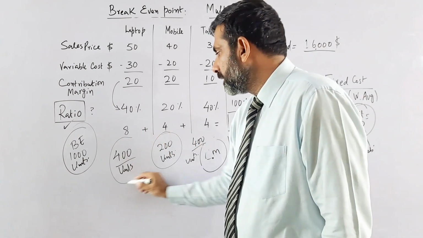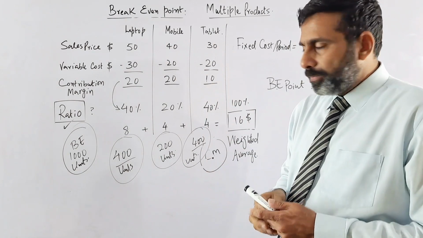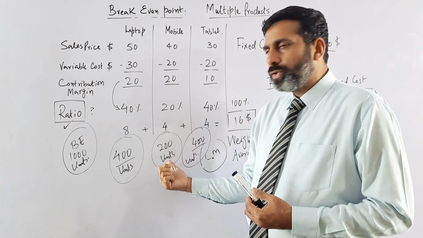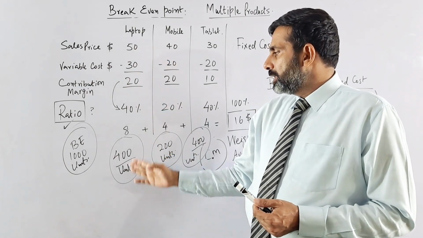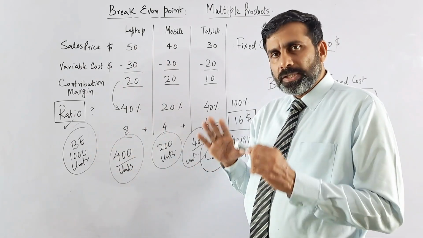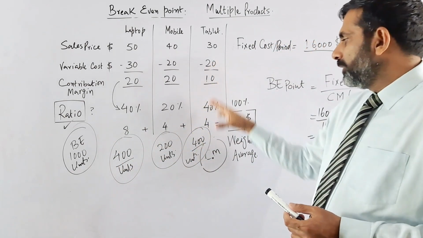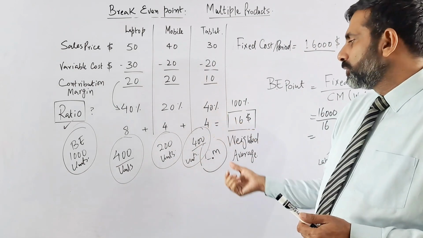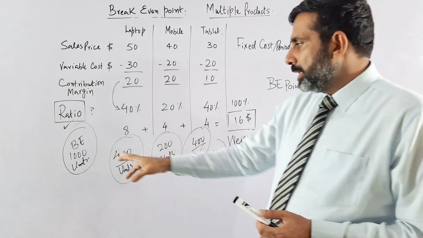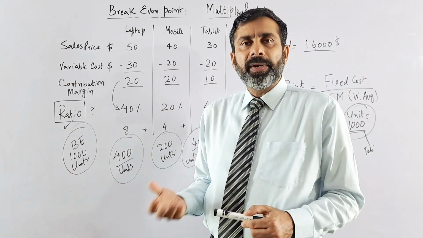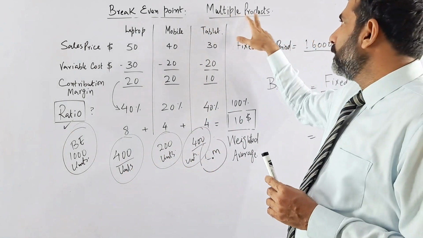So we have three break-even points: for laptop, for mobile and for tablet. For mobiles it is 20%, so out of 1,000, 20% will be 200 units. Laptop is 40%, so 1,000 units is the total, and 40% will be 400 units of laptop. And then for the tablet again it is 40%, so 400 units. So 400, 200 and 400, and if we combine all these, the total is 1,000 units as a break-even point. So this is the break-even point, not a single break-even point. It is for multiple products.